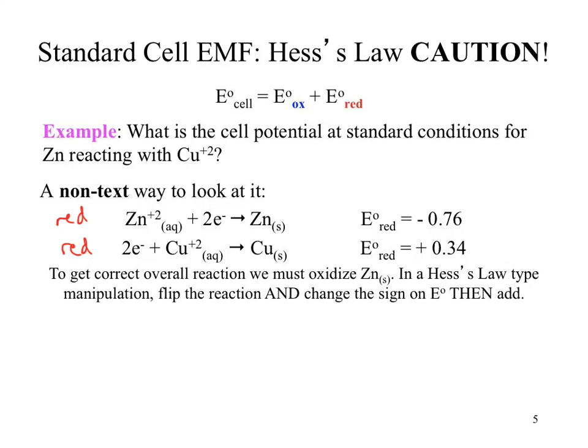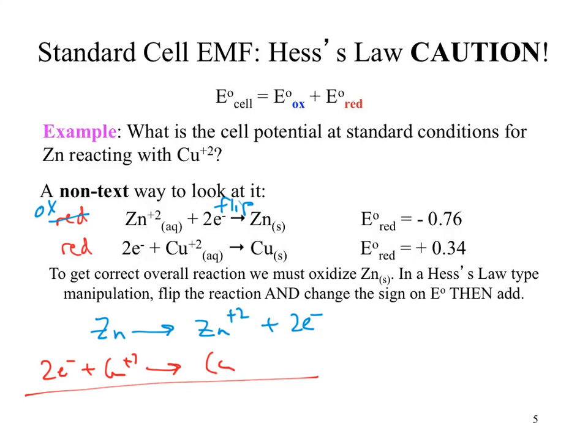Here, let's do blue. We can flip our zinc reaction and make it an oxidation. If we do that, that becomes zinc going to zinc ion plus 2 electrons. Our copper would still be 2 electrons plus copper ion goes to copper solid. When we add those two reactions together, what do we get? Zinc plus copper ion goes to copper solid and zinc ion.